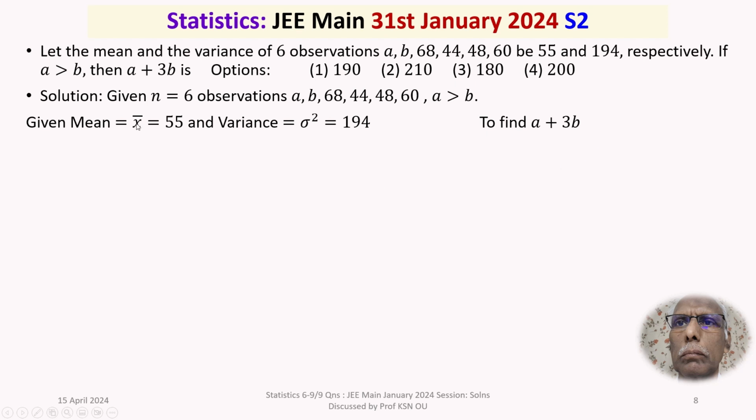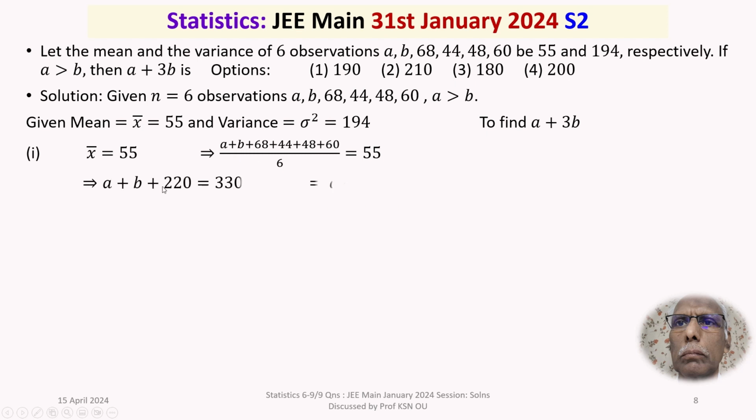So the mean x bar is equal to the sum of the observations by the number of observations. So x bar is equal to 55. The sum of the observations by the number of observations is given to be 55. Then it will be A plus B plus, if you add all these things, 220, cross multiply 6 into 55, 6 into 55 is 330. So simplify, we'll get A plus B is equal to 110. That is our first equation.